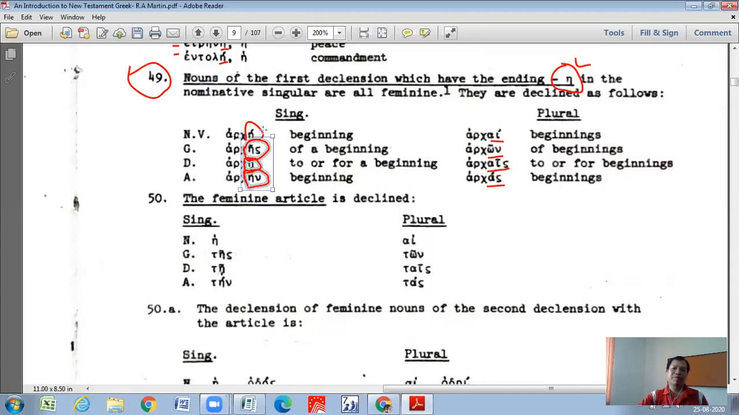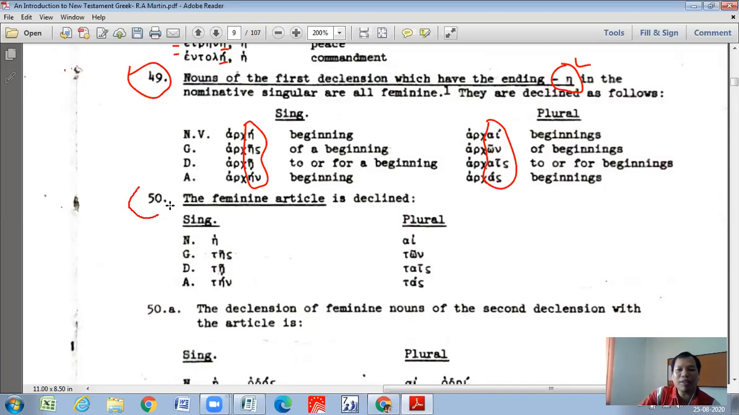Are you with me? Yes, sir. The best way to learn Greek is to memorize. You need to memorize these endings, otherwise you will not be able to translate. Let me read again: arche, arches, arche, archen, archai, archon, archais, arches. This is the declension of first declension nouns ending in eta.